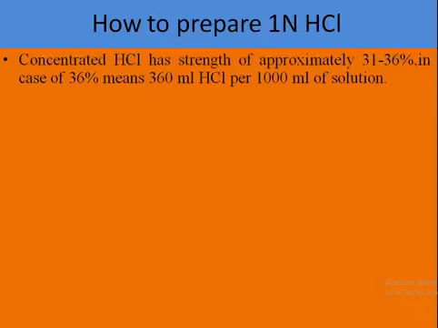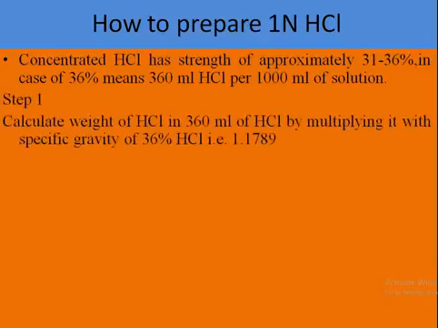To calculate the amount of concentrated acid needed to be diluted to prepare 1 normal HCl, let's follow the following steps. Step 1. First step is to calculate the weight of HCl in 360 ml of HCl by multiplying it with the specific gravity of 36% HCl, which is 1.1789.